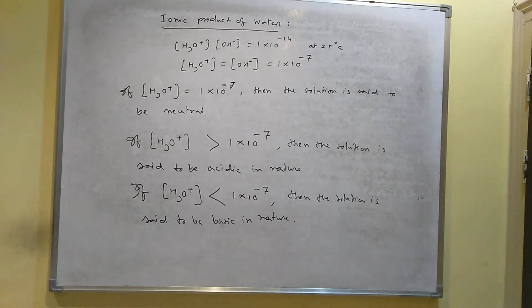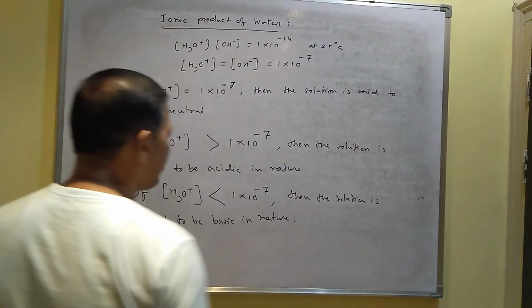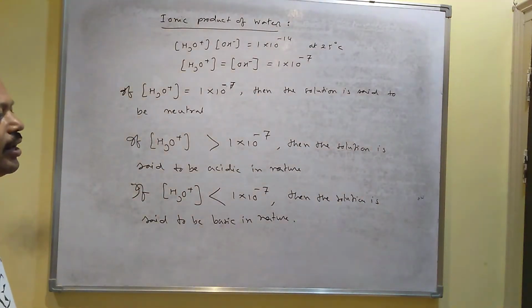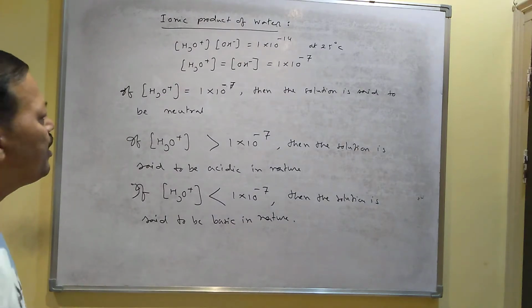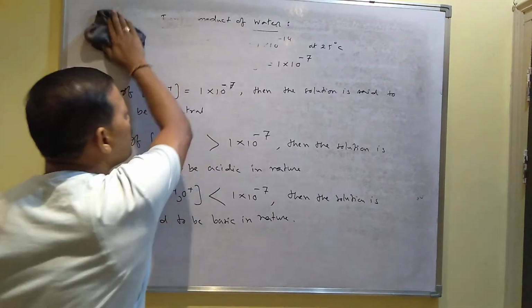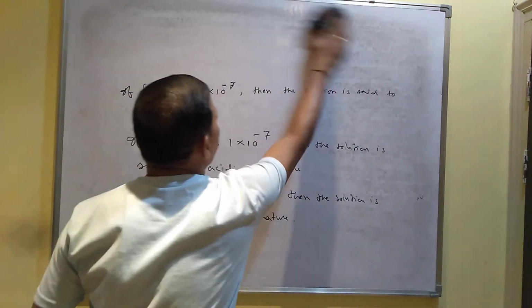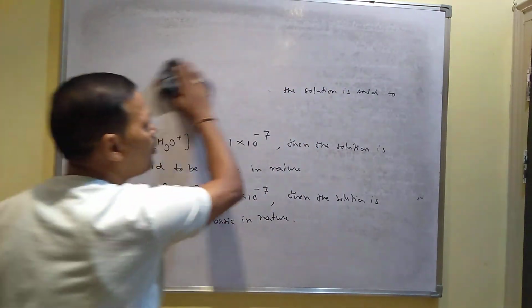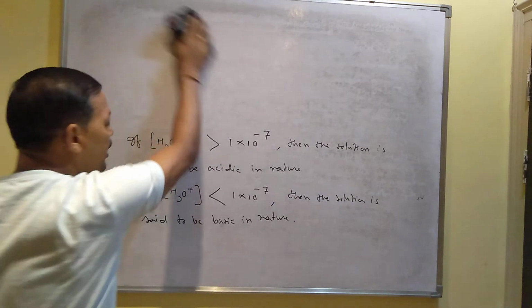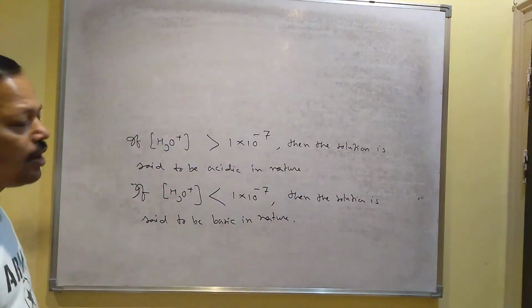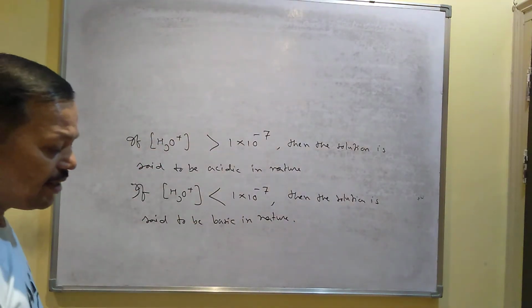And if it is greater than 1 into 10 to the power minus 7, it is acidic, and if less than 1 into 10 to the power minus 7, it is said to be basic in nature. So this is about the ionic product of water, which is called Kw. And from Kw, you can find out the hydronium ion concentration like this.